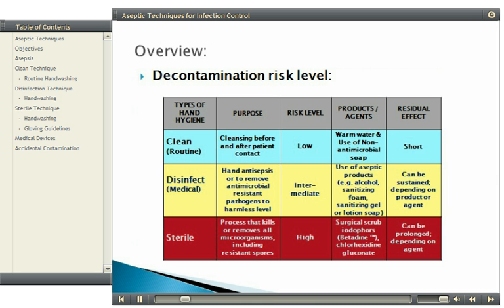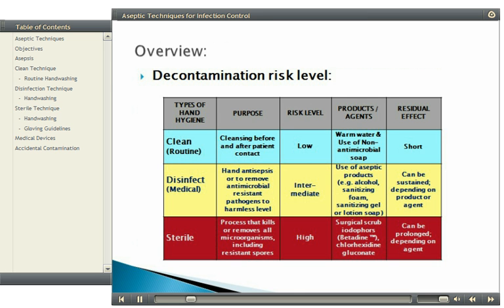Purpose: hand antisepsis, or to remove antimicrobial resistant pathogens to a harmless level. Risk level: intermediate. Products, agents: use of aseptic products, e.g., alcohol, sanitizing foam, sanitizing gel, or lotion soap. Residual effect: can be sustained depending on product or agent.